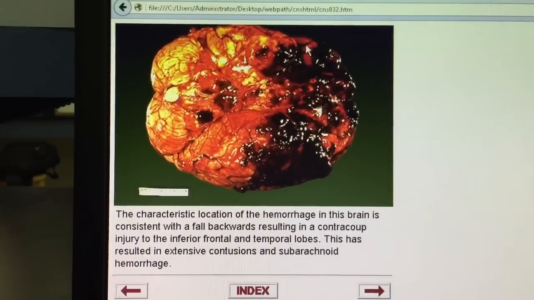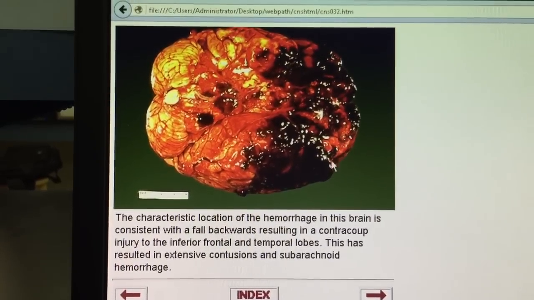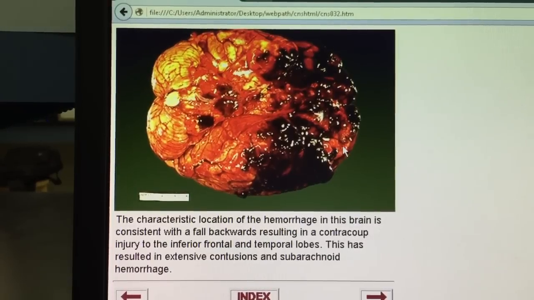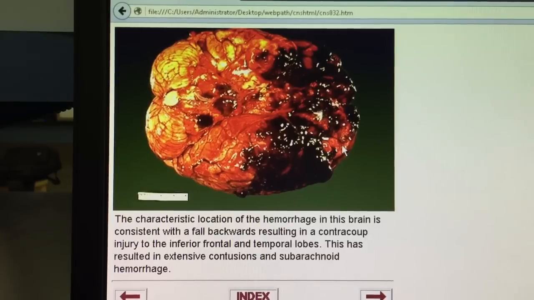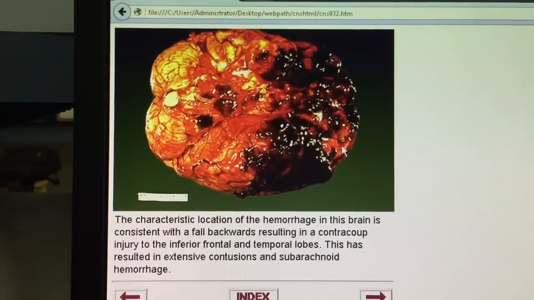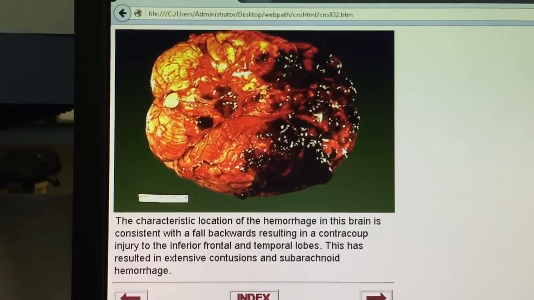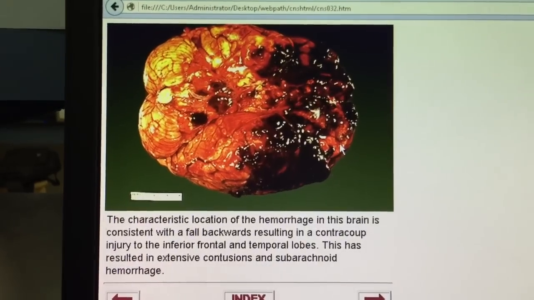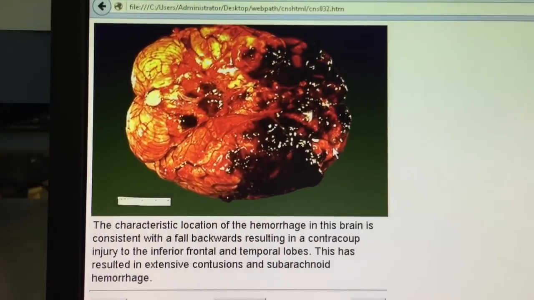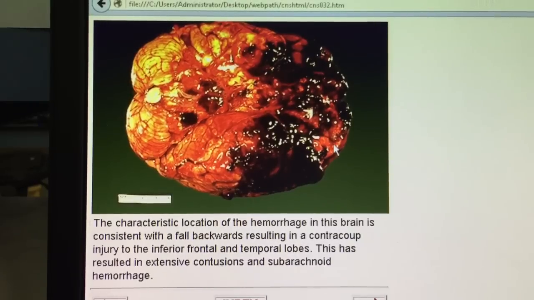In this picture we can see extensive hemorrhage in the frontal lobe and in the parietal lobe. This is consistent with a fall backward. Then the brain will go countercoup to the front injury. So the injury will be mainly in the frontal and maybe the temporal lobe also. This is most commonly seen in elderly people who are falling backward, most of the time in the bathroom.